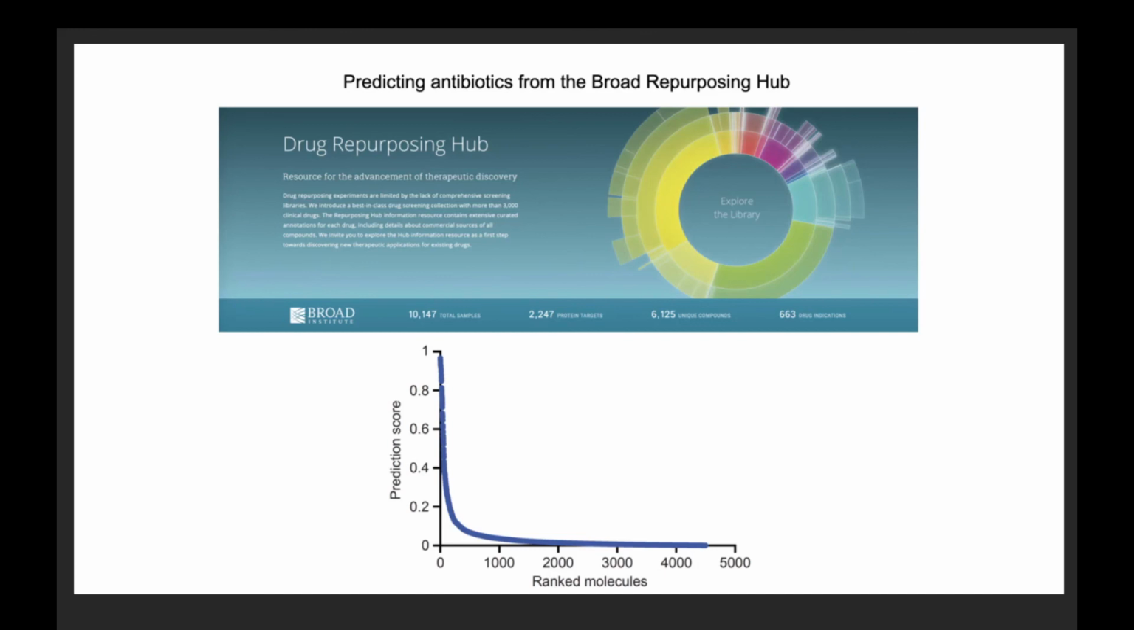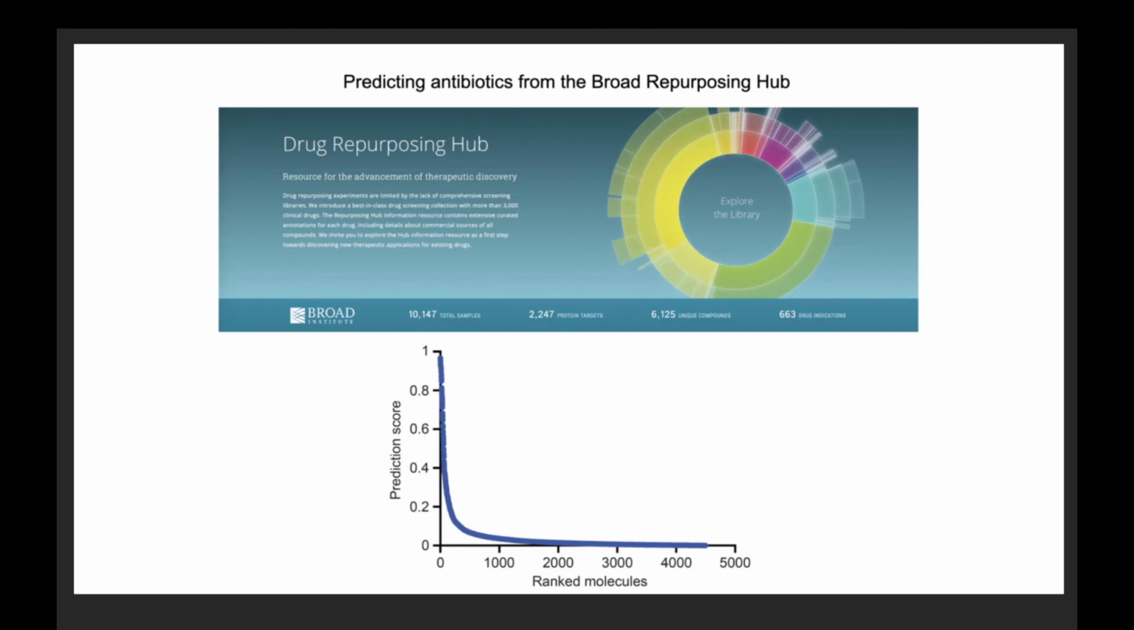So the Drug Repurposing Hub is a collection of about 6,000 molecules, and these are compounds that range from preclinical investigations all the way up to compounds that are on the market for treating a variety of diseases. So here at the bottom of the slide, we can see all the molecules that were unique to the Drug Repurposing Hub and their corresponding prediction scores ranging from 1 to 0.